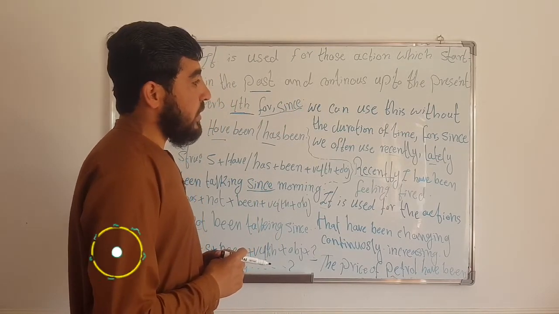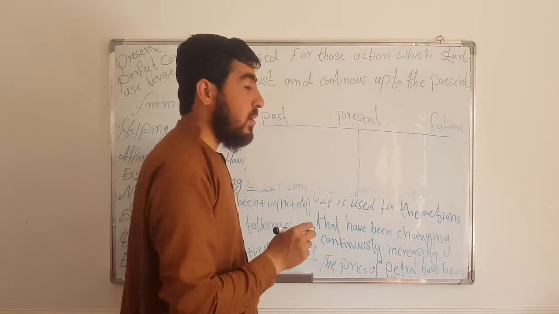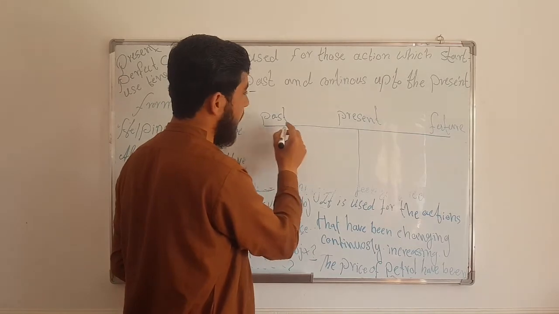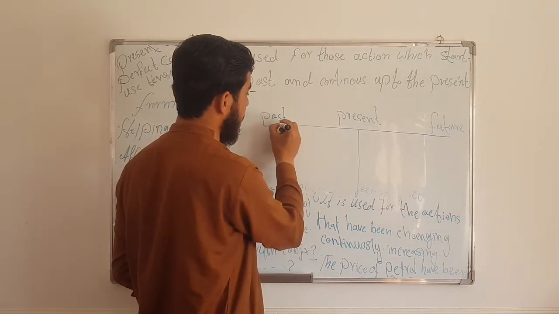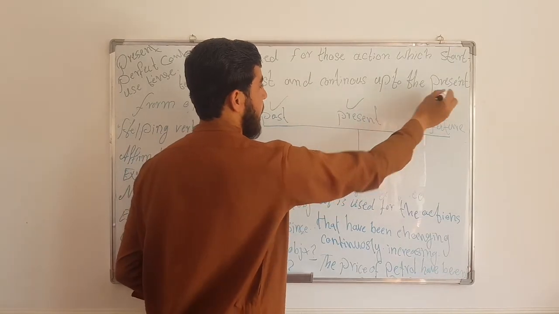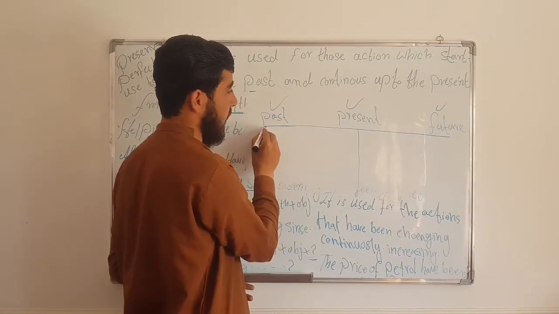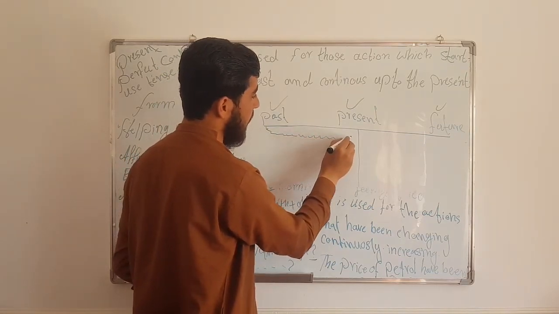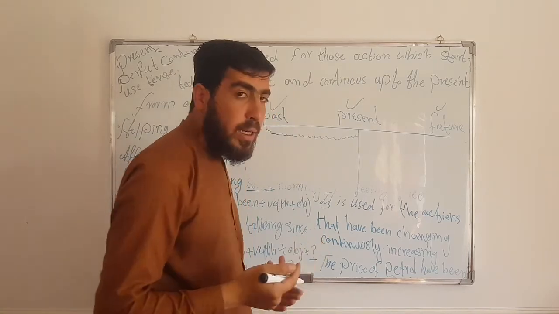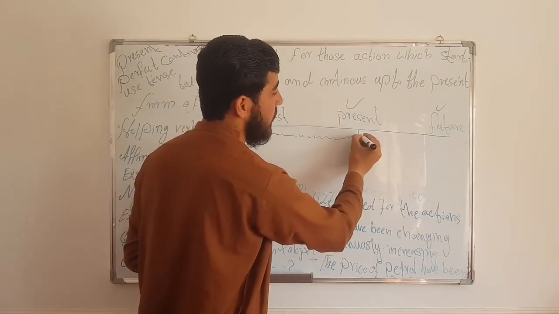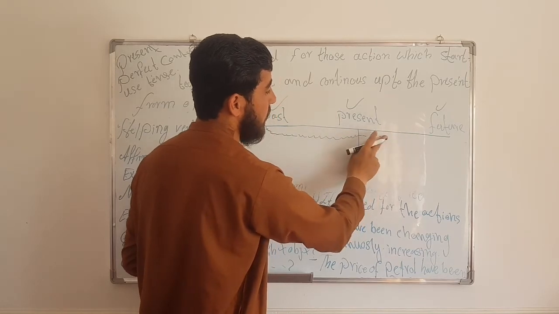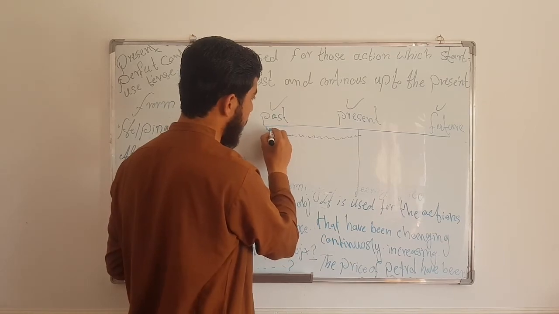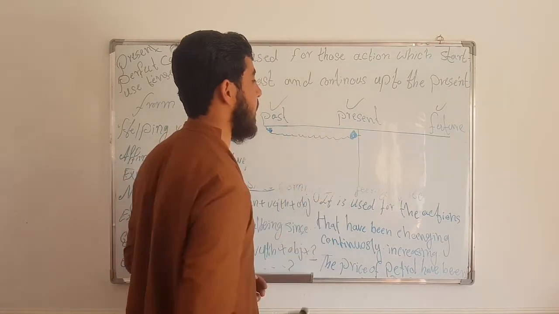And let me show it on a timeline. Suppose this is the past, this is the present, and this is the future. An action starts from here in the past and goes up to the present, but we are not sure whether it will go to the future as well or not. It is just talking about an action that starts in the past and continues up to the present.